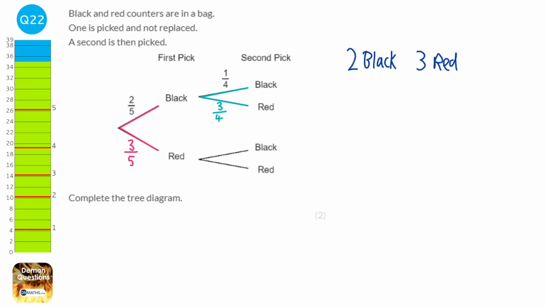And finally, we've got these two here. Now these two here we're not given any fractions for, but given the fact that we started with 2 black and 3 red, we've picked one of the red, so we've got one less red, and that means we've got 2 black counters and 2 red counters. So it means that the probability of picking a black is 2/4 or 1/2, and the probability of picking a red is 2/4 or 1/2.